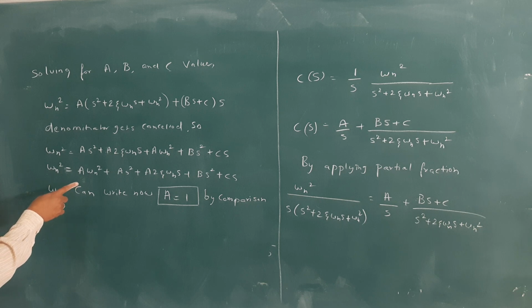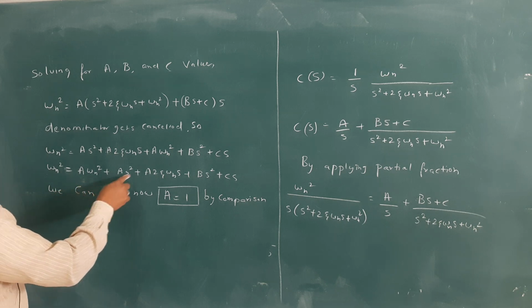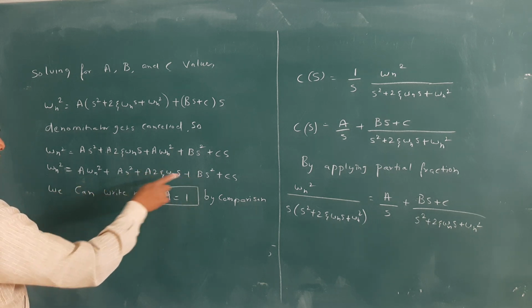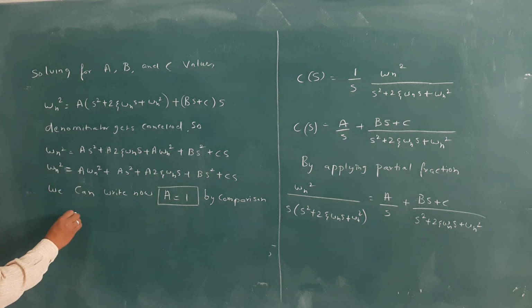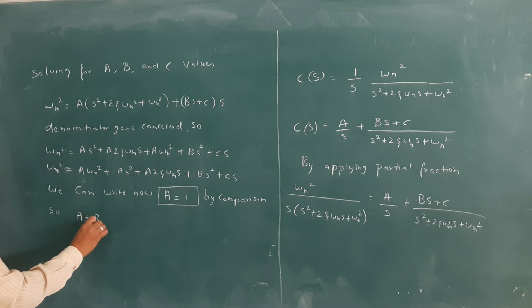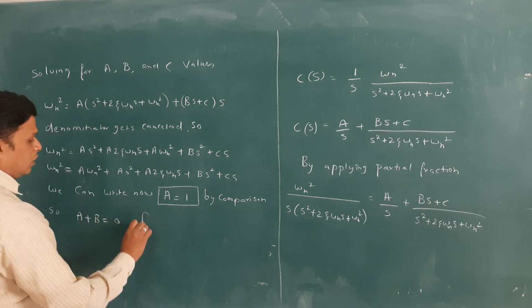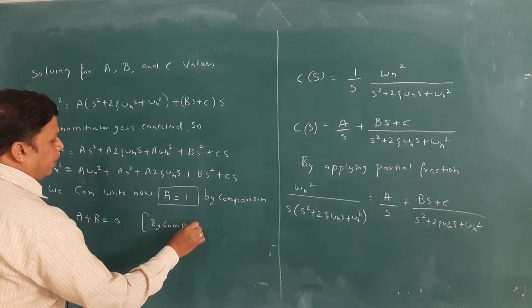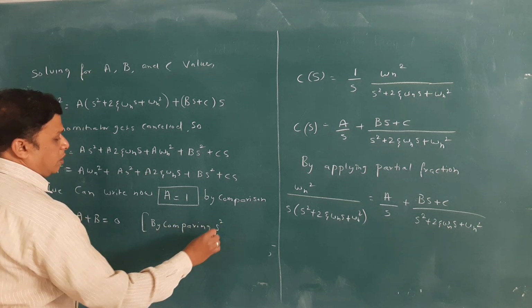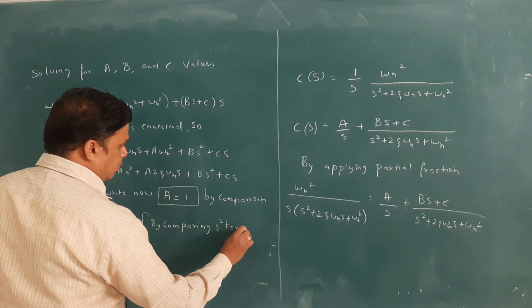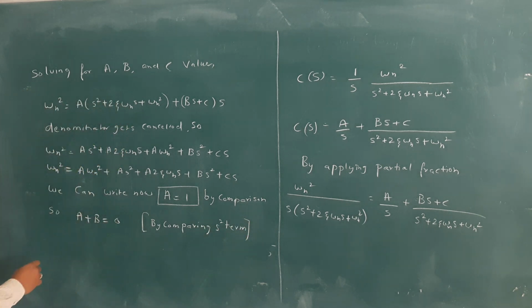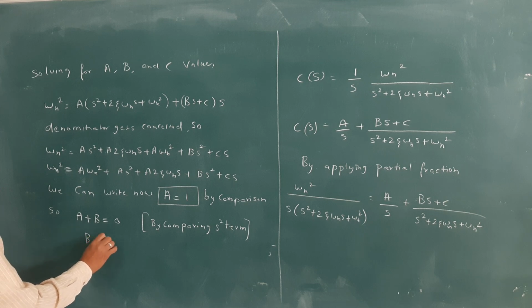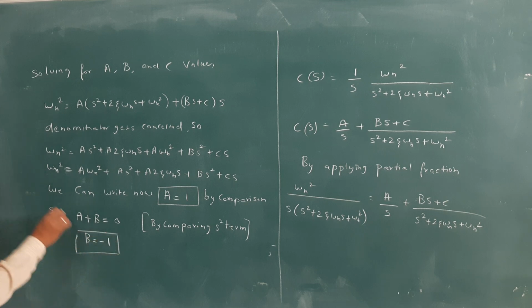You can see here that the s square term is there. A plus b into s square is equal to 0, so a plus b is equal to 0. This we got by comparing the s square terms. Now a is equal to 1 already, so b is equal to minus 1.